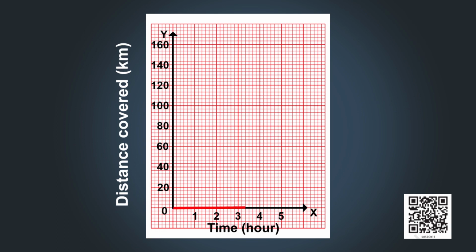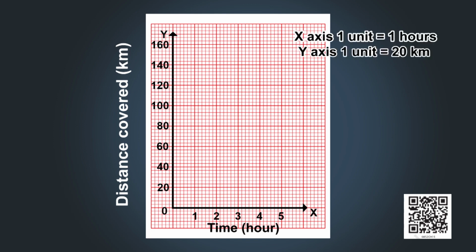First, we will mark the time on x axis and the distance covered in y axis. Take the scale as 1 unit equal to 1 hour on x axis and 1 unit equal to 20 kilometers on y axis. The coordinates of the points are (1, 40), (2, 80), (3, 120), (4, 160). Plot the points and join them to get a linear graph.